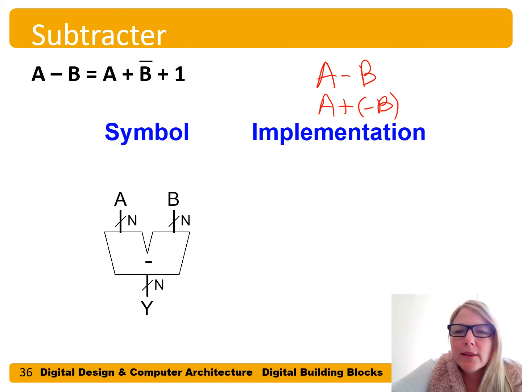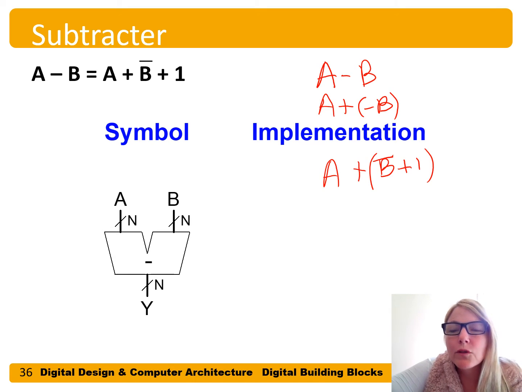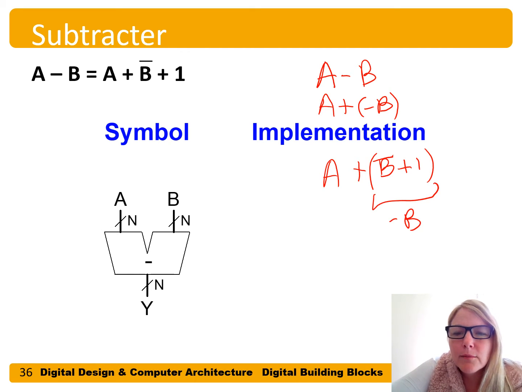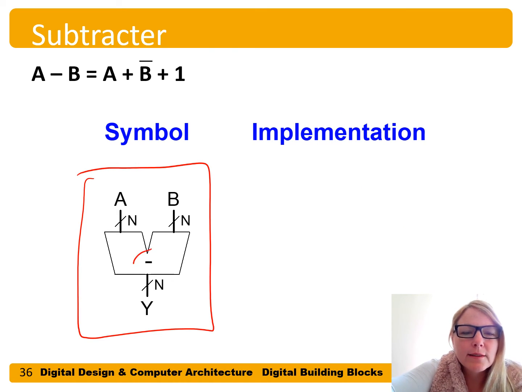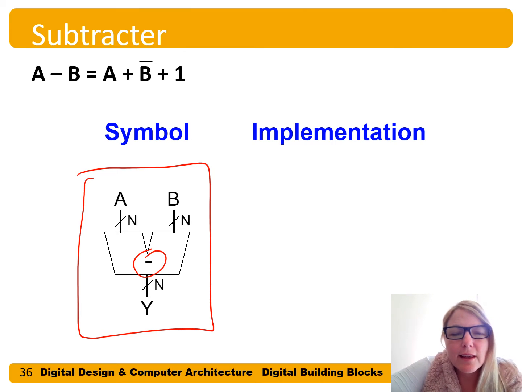And so this minus b is really invert b and add 1. So we had a plus the inversion of b plus 1, which is minus b. So here's our symbol. Looks like an adder. We just replace the addition sign with a subtraction sign.